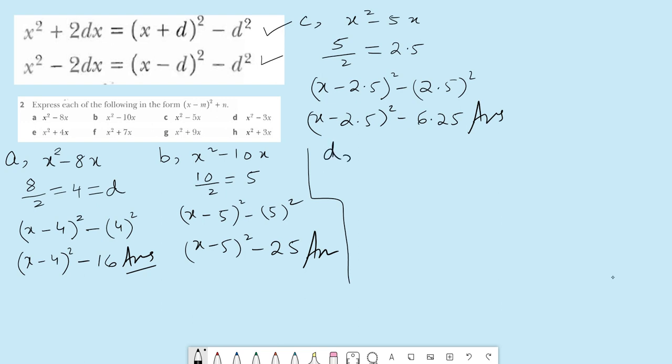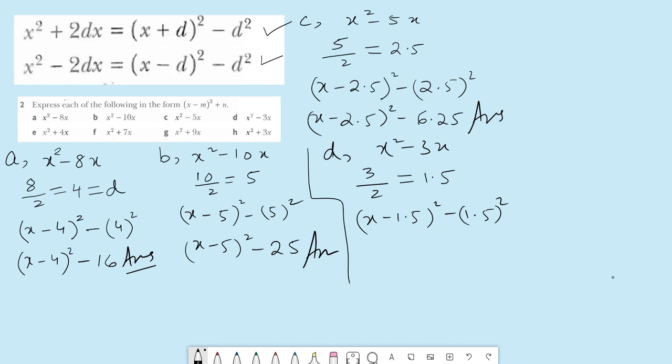Come to part D. Part D is x square minus 3x. Again, what is the coefficient of x? The coefficient of x is 3, so we have to divide by 2. 3 upon 2 is 1.5. Then x minus 1.5 square minus 1.5 whole square.